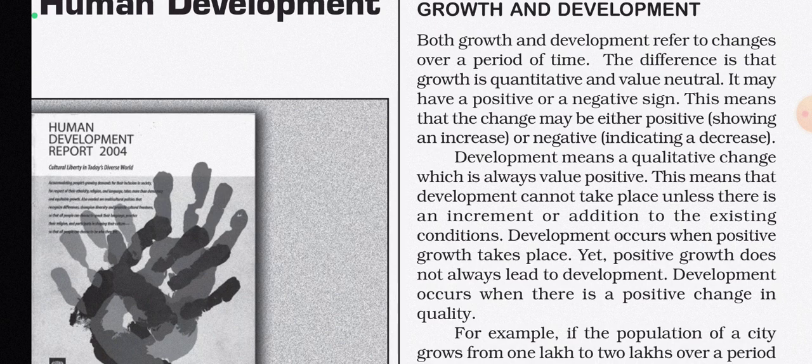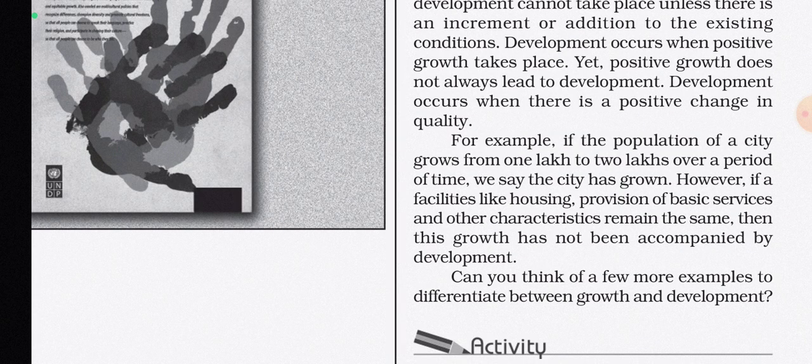For example, if the population of a city grows from 1 lakh to 2 lakhs over a period of time, we say the city has grown. However, if facilities like housing, provision of basic services and other characteristics remain the same, then this growth has not been accompanied by development.